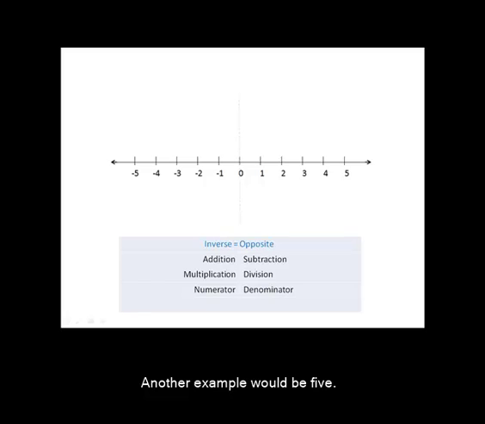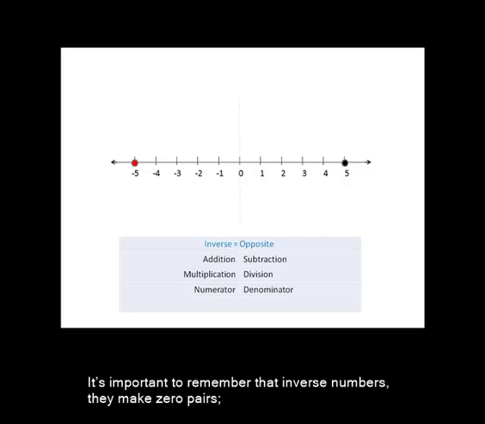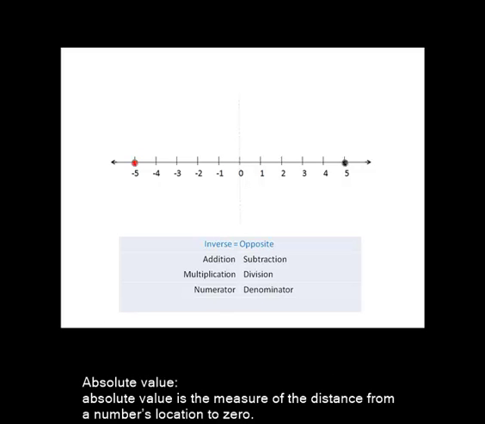Another example would be 5. Again, if we pretend that there's a fold line at 0, we know that that number would match up with -5. It's important to remember that inverse numbers make 0 pairs. Essentially, they cancel each other out because they are the very same distance from 0.